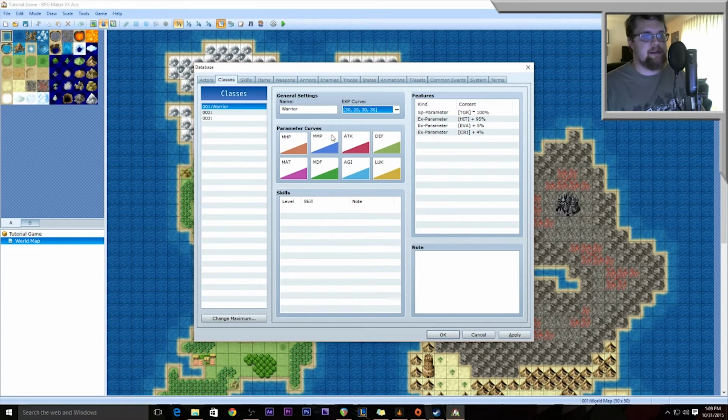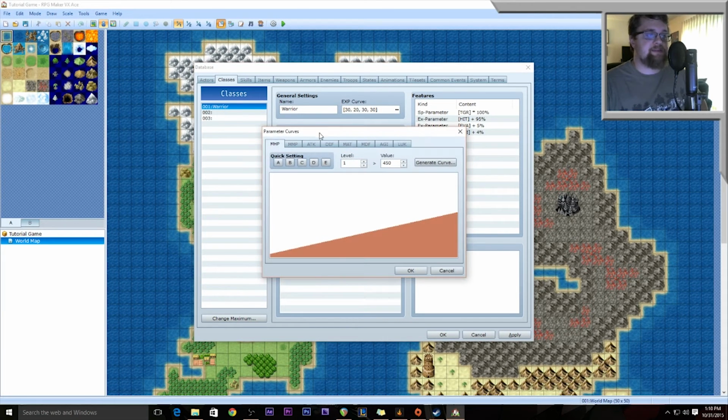So we're coming down to our parameter curves. This is where you actually define the stats of the classes. I will get this right at some point. I'm going to show you one by one and tell you what each of them means. But first we're going to look at how you actually define a stat. How do you change it? How do you make it what you want? So we're going to double click on MHP. MHP being the max HP of the character, hit points being their health.